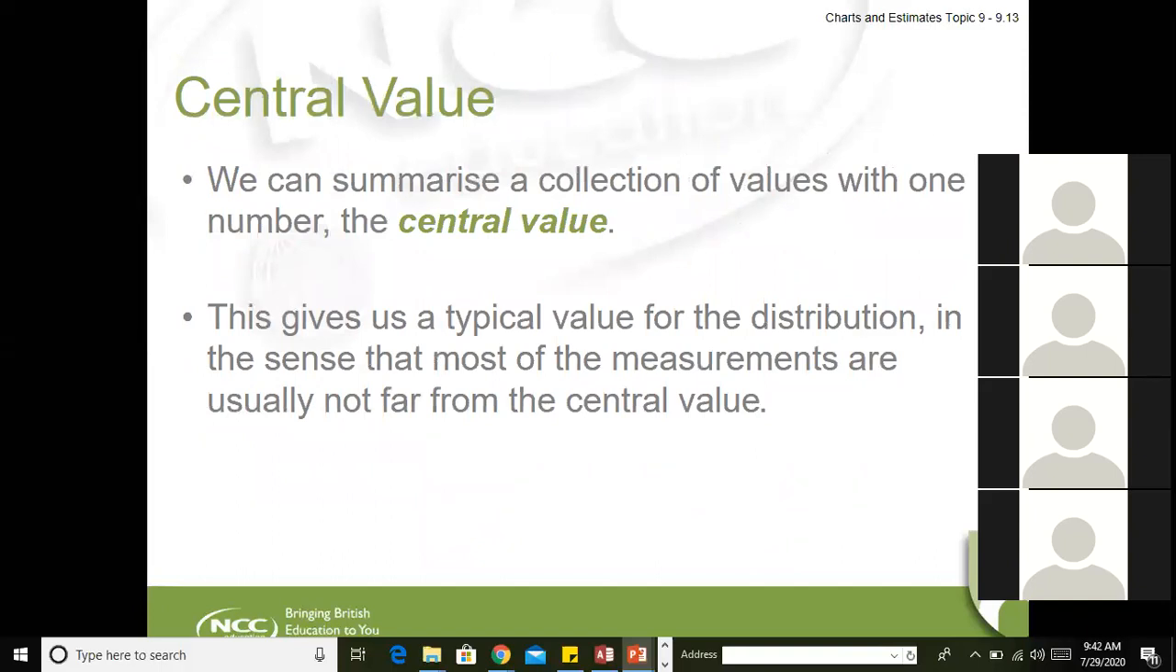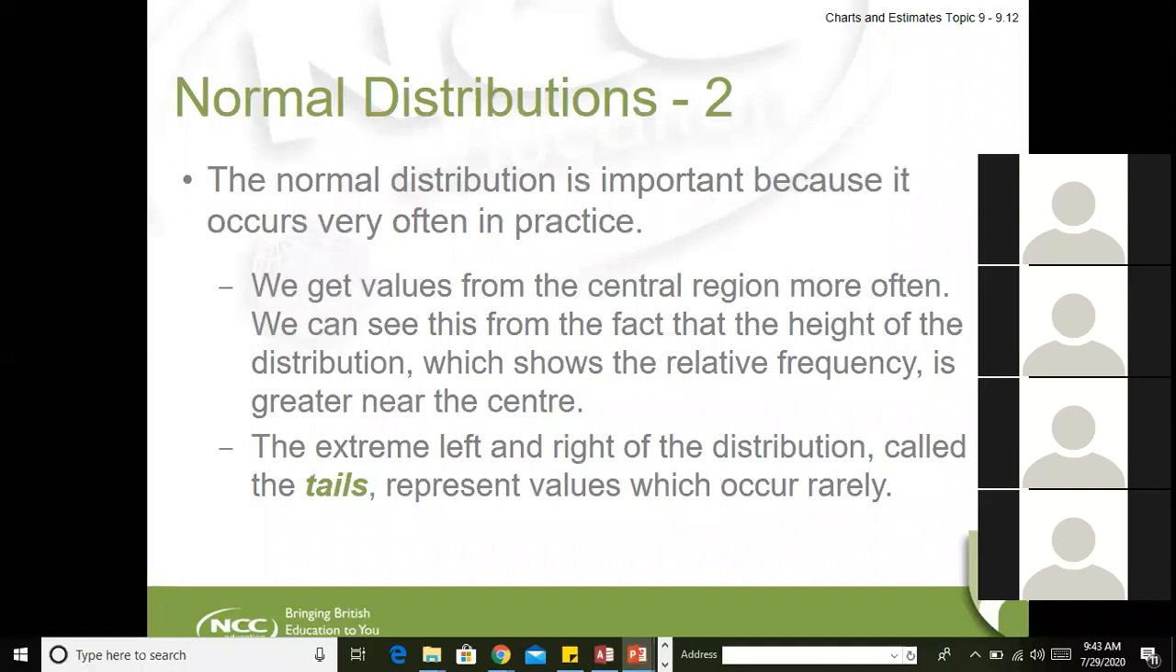Central value. We can summarize a collection of values with one number called the central value. We'll look at some numbers, then I'll show you what a central value looks like. This gives us a typical value for the distribution, in the sense that most of the measurements are usually not far from the central value.